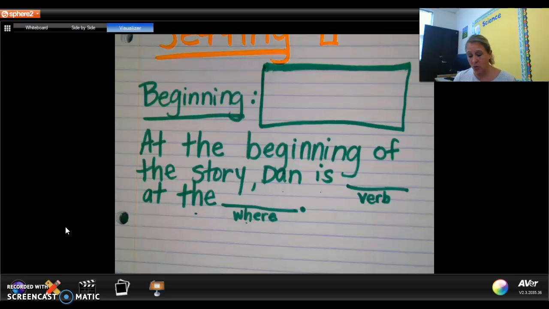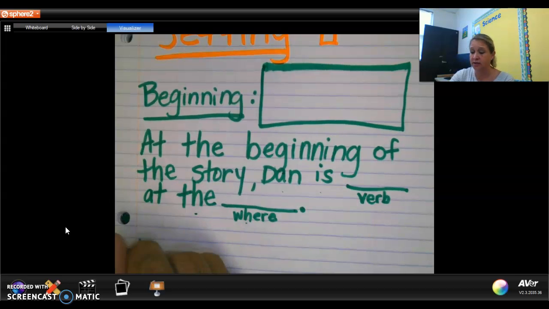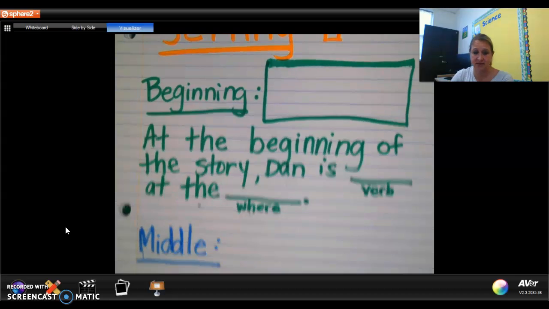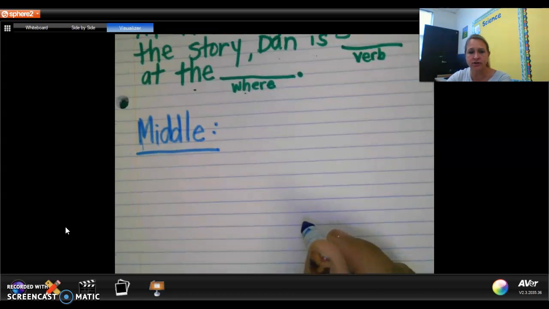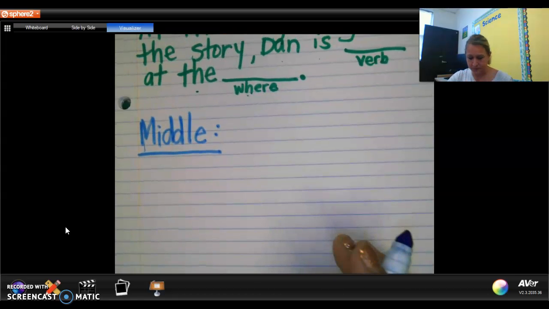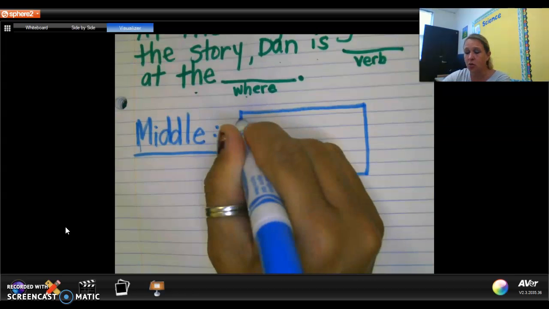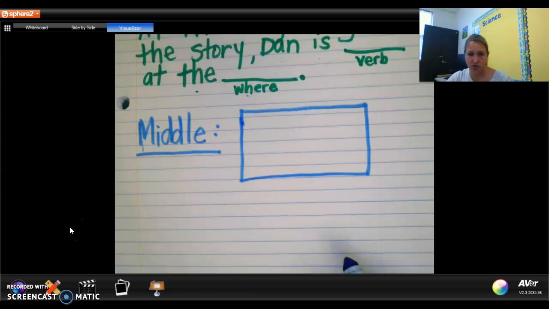Now think about where the characters went or where they were in the middle of the story. So in the middle of the story, that's the part that happened next. Where were the characters in the middle of the story? Okay, so again, you're going to draw a picture. Where are they in the middle of the story? Then I want you to write a sentence to go with your picture.